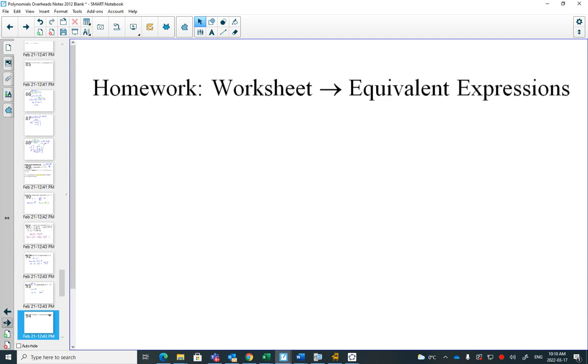Okay, on this sheet, after you've answered a question, find someone who's also answered that question, compare your answers. If you get different answers, I want to hear some good arguments.